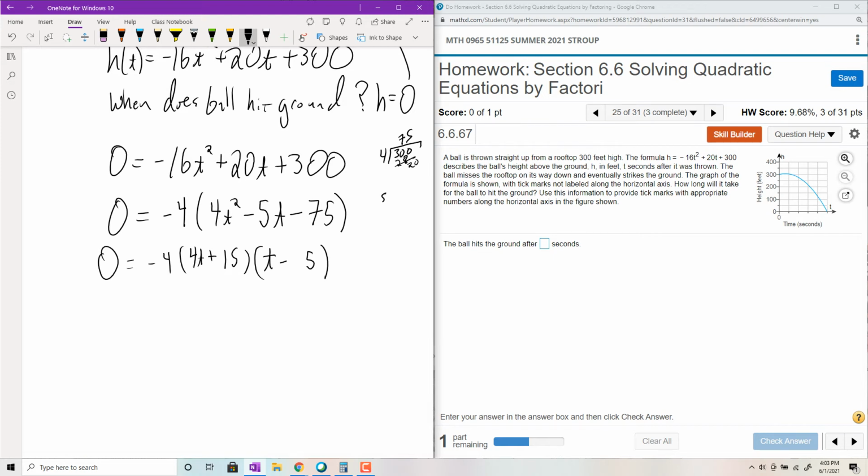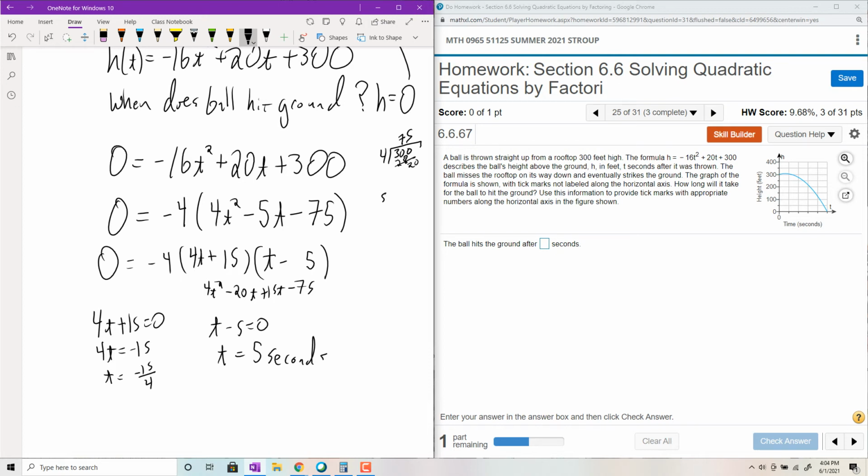4t. The middle number won't be right. So 15. Yeah, well. So 4t squared, first, outer minus 20t, inner plus 15t, last minus 75. Yeah, that works. Okay, set the parts equal to 0, so 4t plus 15 equals 0. And this is the answer that doesn't work, right? Because time in our universe doesn't go negative. And then t minus 5 equals 0. So it looks like the answer is 5 seconds.